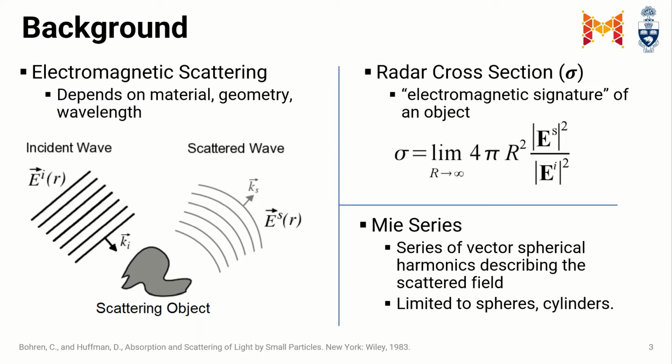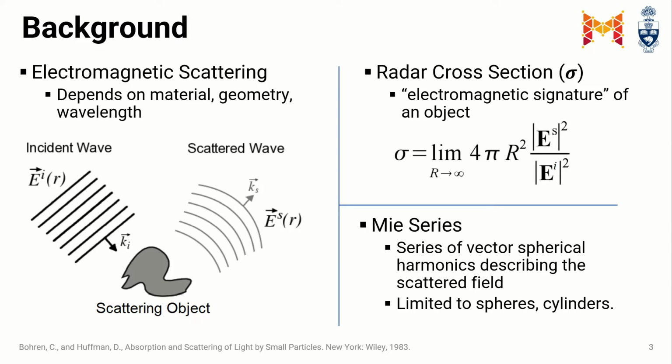Let's provide some context first. All objects interact with electromagnetic waves, typically through absorption, transmission, and scattering. Given an incident wavefront that impinges on an object, a fraction of the electromagnetic power is scattered in an arbitrary direction. The radar cross-section is a measure of how much power is scattered by a unit of incident radiation. RCS can be thought of as the electromagnetic signature of an object.